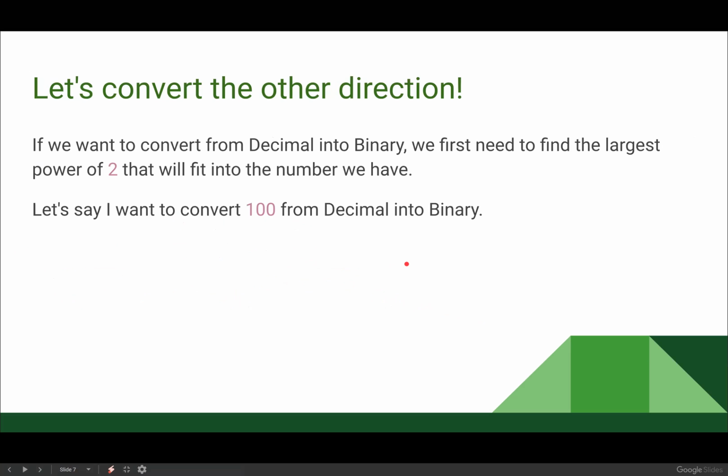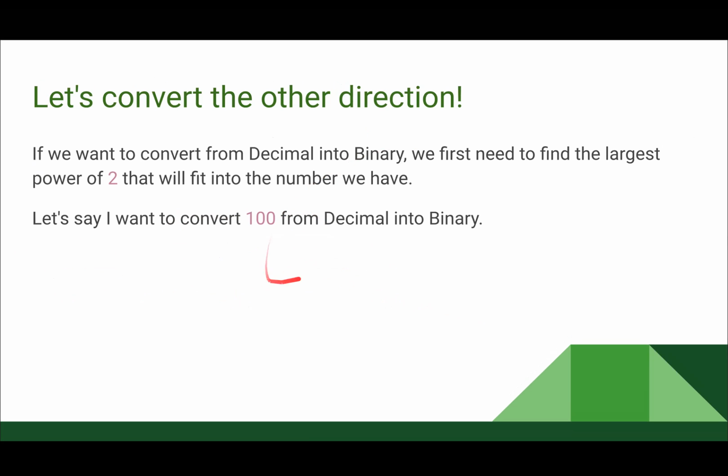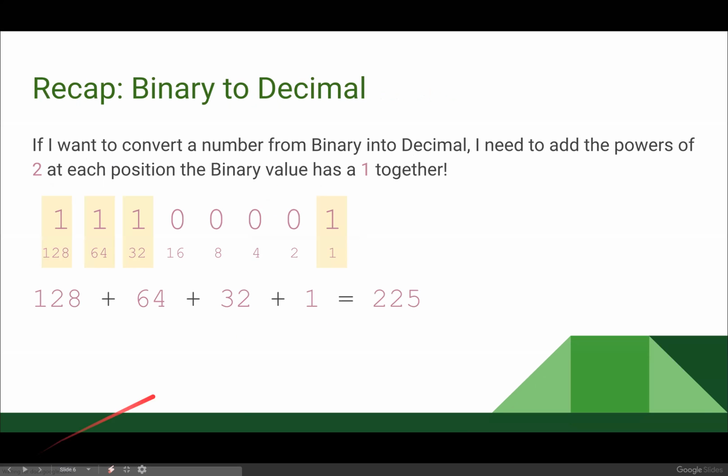Now, if I want to transform in the other direction, if I want to get a number from decimal into binary, the first thing we need to do is find the largest power of 2 that will fit into the number that we have. So let's say I want to convert 100 from decimal into binary. If we look at our powers of 2, what is the largest power of 2 that fits into 100?